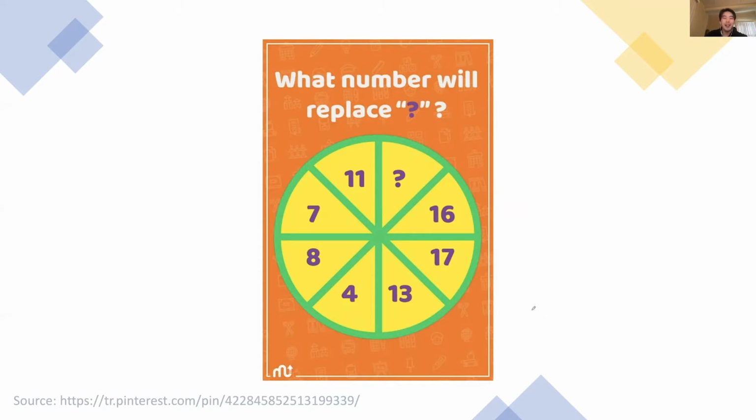So here, there might be different answers, but the most obvious one for me is 14. Now, why do I think it's 14? Well, if you look at the opposite pies, you add them up, what do we get? 7, its opposite pie is 17, you get 24. Here, 11 plus the opposite one, 13, is 24. So there's a pattern where every time you add the two opposing pies, you get 24.